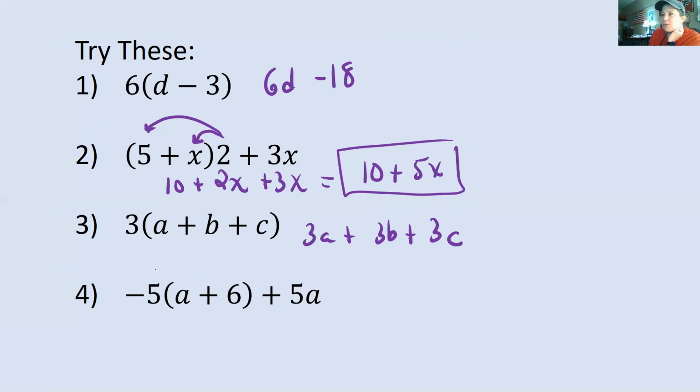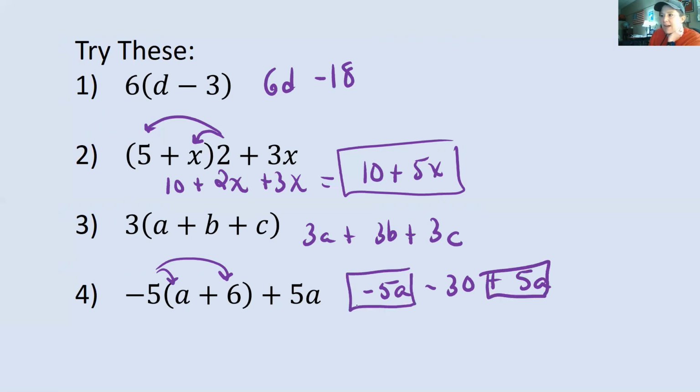Then we distribute, we have negative 5 times a is negative 5a. Negative 5 times 6 is negative 30, positive 5a. So then we're going to combine positive 5a minus 5a. The 5a's cancel, because 5 minus 5 is 0, and 0 a's is just nothing. So our final answer is negative 30.